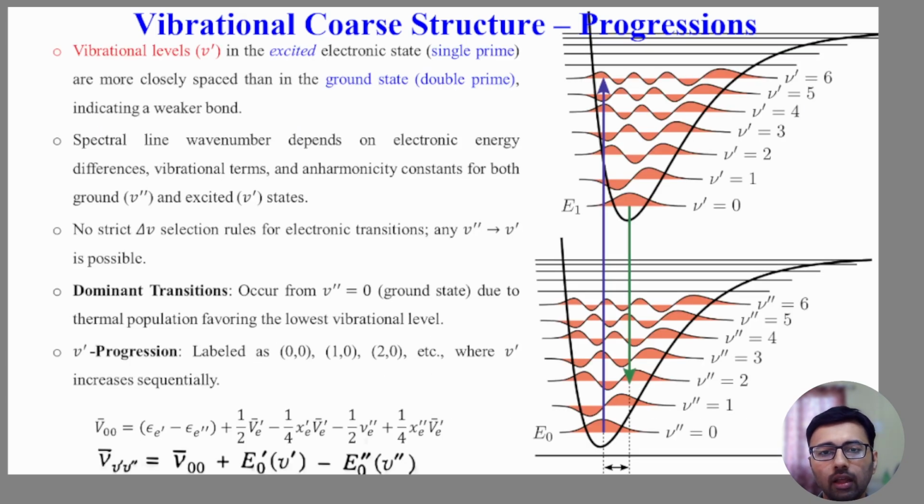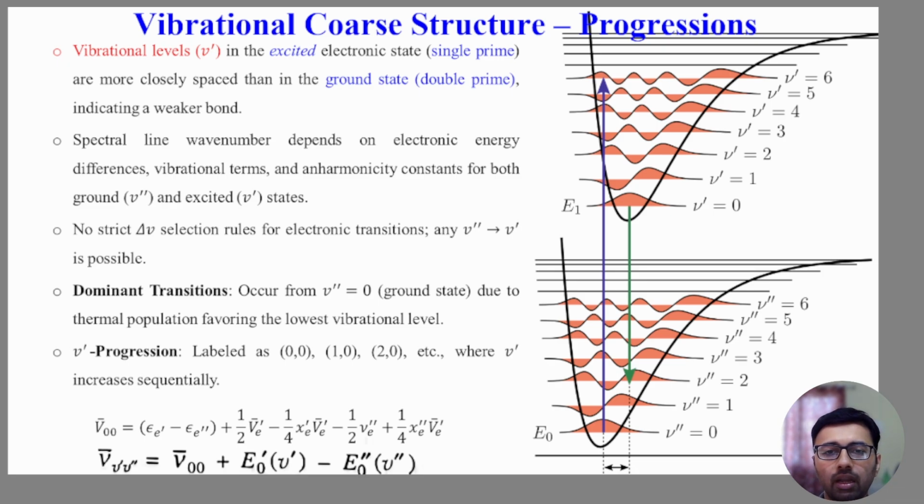Now, let us visualize these transitions using potential energy diagrams. On the screen, you can see two potential energy wells. The well on the left represents the ground electronic state. The well on the right represents the excited electronic state. Within each well, you can see several horizontal lines. These lines represent vibrational energy levels.